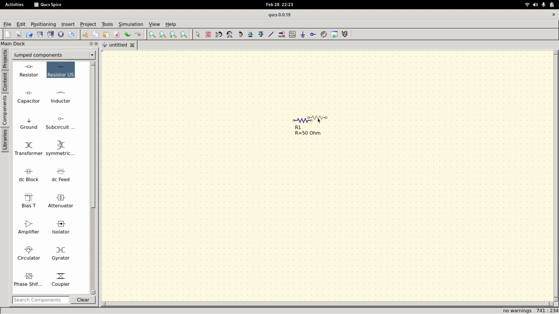And after this, if you are moving the mouse, you can see that the resistor again follows. Another copy of resistance follows. So you can place any number of resistance here. Presently, we require only one resistor. So to terminate this operation, press the escape button. Then place a capacitor. Press escape.